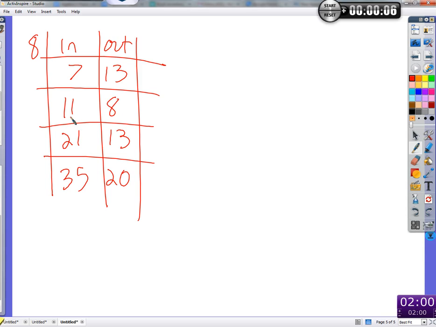So we go down to 11. Does 11 have one output? That's 8, yeah. Does 21 only have one output? Yes. Yeah, it shares an output with 7, but that's not what the rule says. The rule says that for a function, every input has only one output. 7 only has one output of 13, 21 only has one output of 13, 35 only has one output of 20. So, yeah, it is a function. Even though two inputs have the same output, it's not what the rule says. It doesn't say every output has one and only one input. It doesn't go that way. Okay? Make sense? You guys get the difference between those two things? Connor? Yeah? Okay. So 8's okay. 8 is a function that checks out.